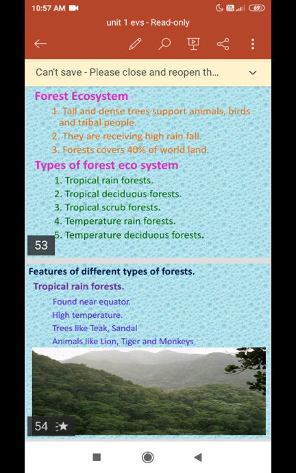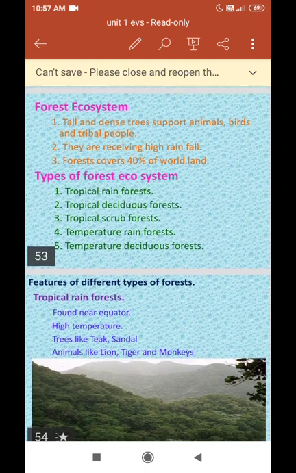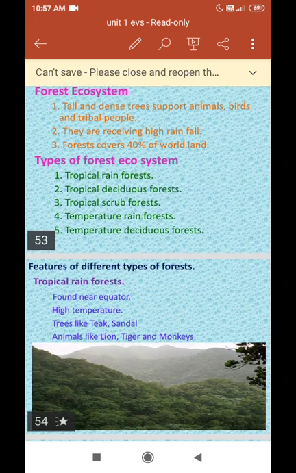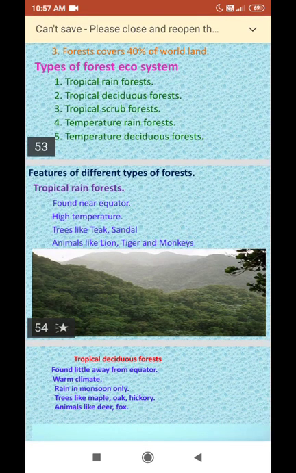Hi, now we are going to see about the forest ecosystem. Tall and dense trees support animals, birds, and tribal peoples in the forest. Forests receive high rainfall, and forests cover nearly 40% of the world's land. There are different types of forest ecosystems available.